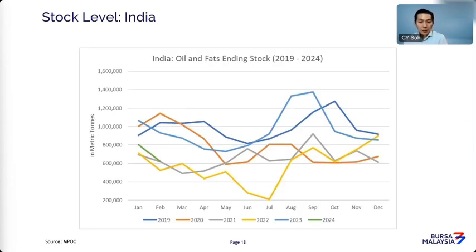Now, looking at the yearly comparison to see whether there is a seasonality for India stock level or not. So here is quite the same as China stock level as well. The stock level generally bottoms out around June or July, and then increases after that. So for year 2024, of course, we can see the green line here is somewhere in between this range. So there is no significant abnormalities here.